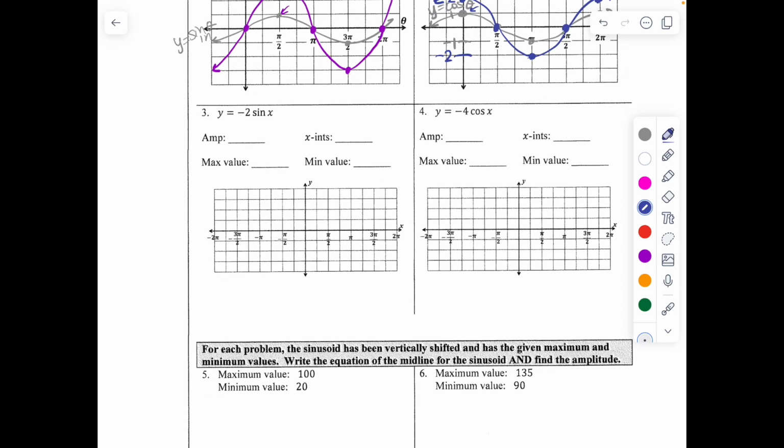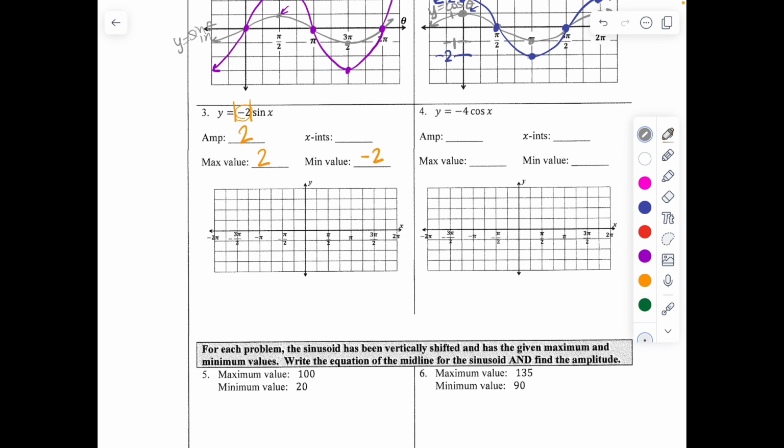Let's look at this one. So we've got -2 sine theta. Remember, the amplitude is going to be the absolute value of that a. So the amplitude is still 2. Our maximum value will still be above the line at 2. Our minimum value will be at -2.